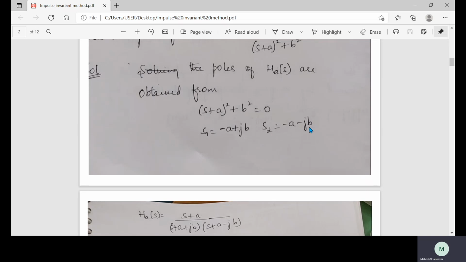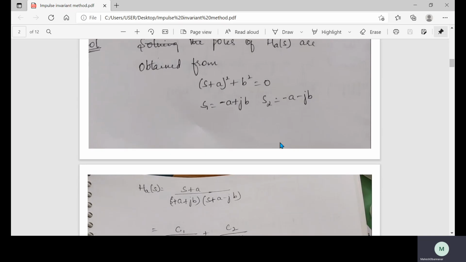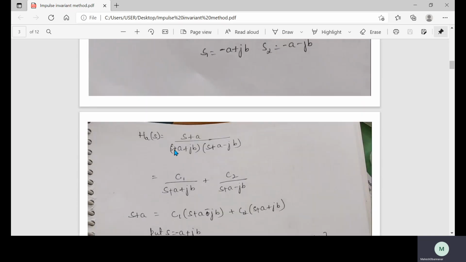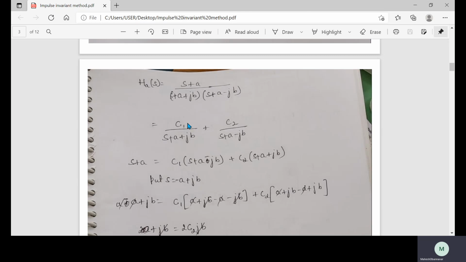So what you get is H_a of s is equal to (s plus a) divided by (s plus a plus jb) into (s plus a minus jb). So let us solve this one. C1 divided by (s plus a plus jb) plus C2 divided by (s plus a minus jb) is equal to (s plus a) divided by the same denominator. So s plus a is equal to C1 into (s plus a minus jb) plus C2 into (s plus a plus jb). So now we want the C2 value.